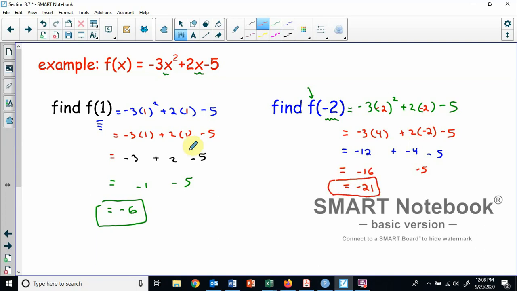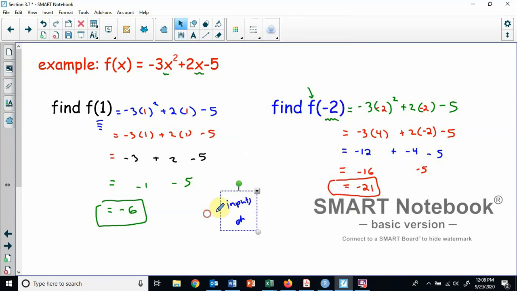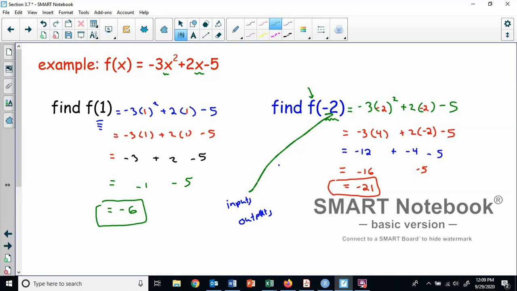Okay. Now, so this gives us this idea. You remember the last time we had the discussion of inputs. We just described functions as inputs and outputs. Inputs and outputs. This is kind of where this comes from. This notation gives us inputs and outputs. If you look, we're putting our inputs in there and it's spitting out the outputs.